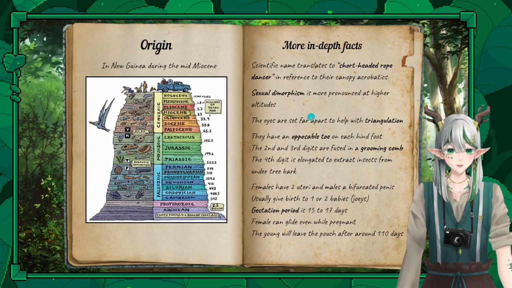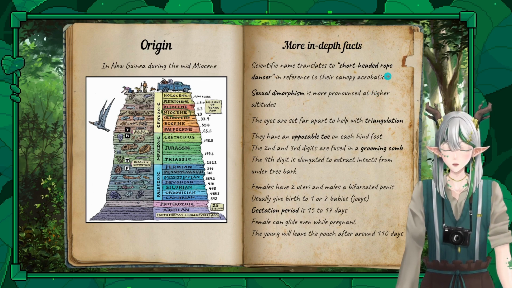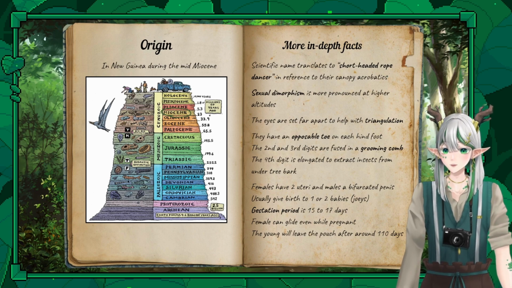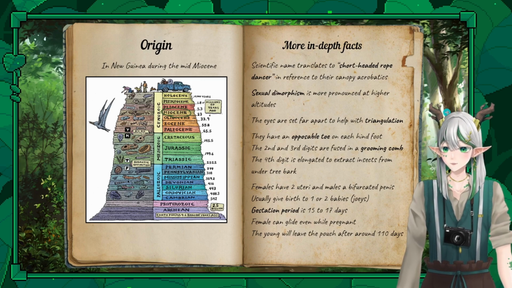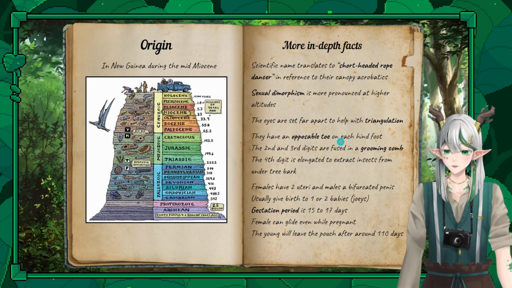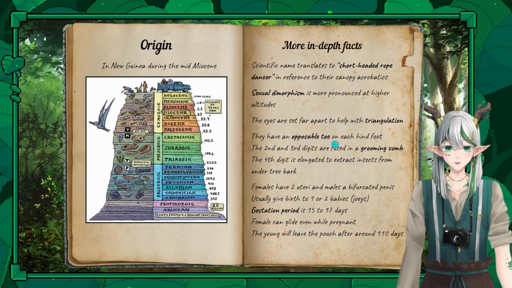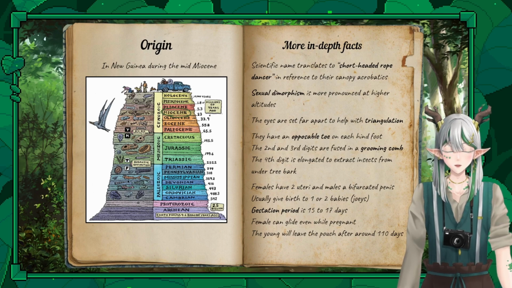They have an opposable toe on each hind foot, which is pretty interesting because that's not a thing you see a lot, like only really monkeys have that kind of stuff. Lets them grab stuff. I guess opposable toes appear a lot in arboreal mammals. Then also the second and third digits, so in the feet, are fused into a grooming comb, which is what they use for social grooming, combing the fur of each other. The fourth digit is elongated to extract insects from under tree bark. Also a thing you see a lot with monkeys, who use branches and stuff to do it. Here, one of the toes is long on purpose to do that.